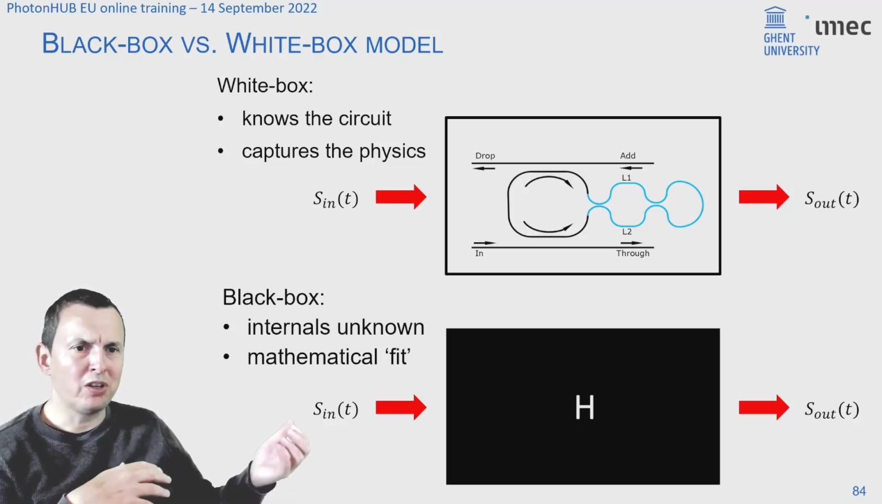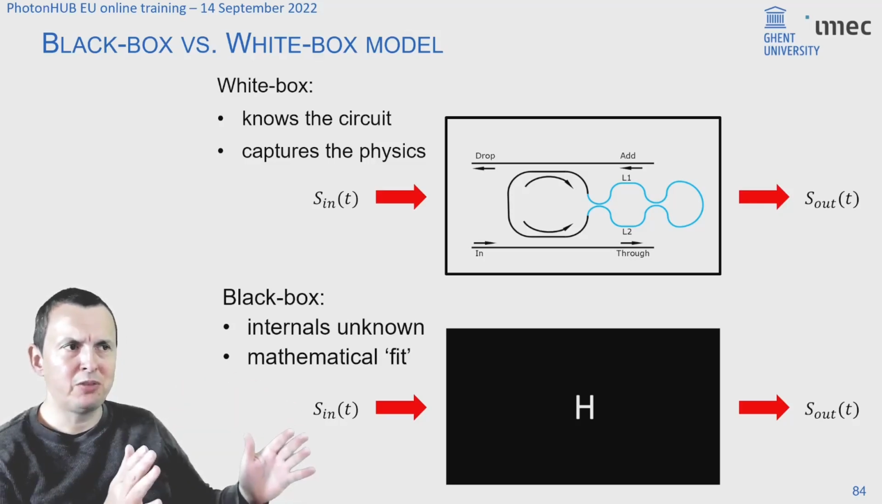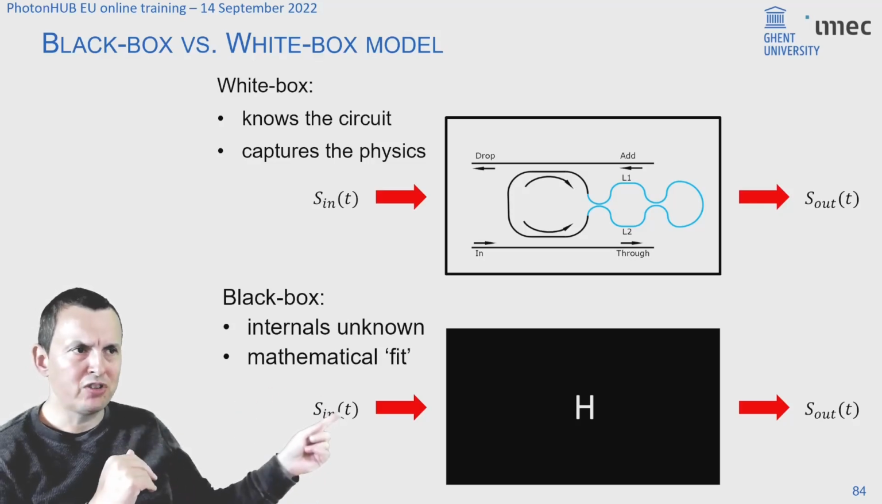A black box model is just a mathematical construct. It basically can be based on fitting of measurements or fitting of electromagnetic simulations. You don't really know what is going on inside there.